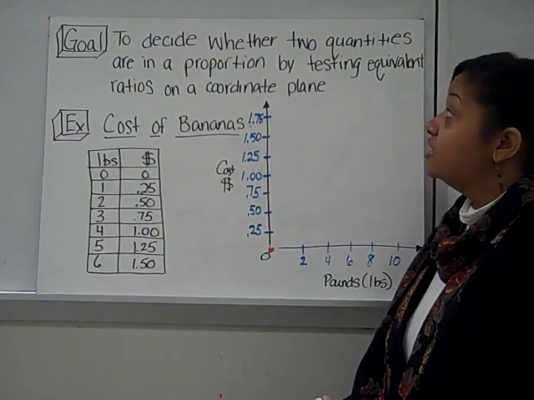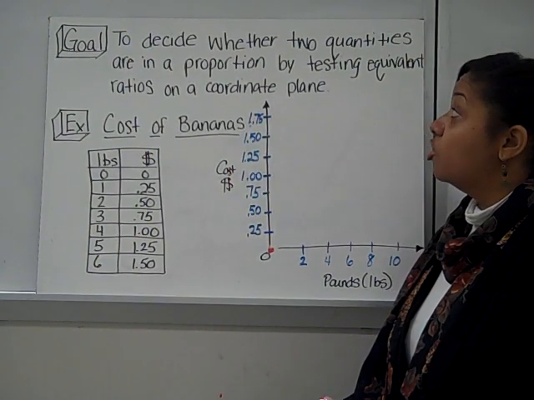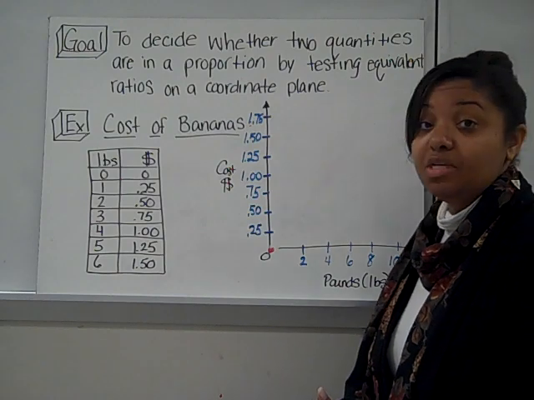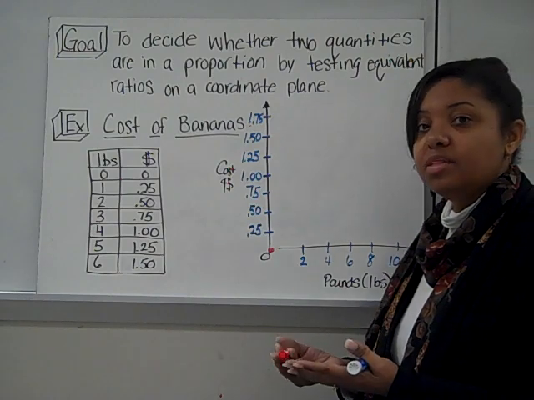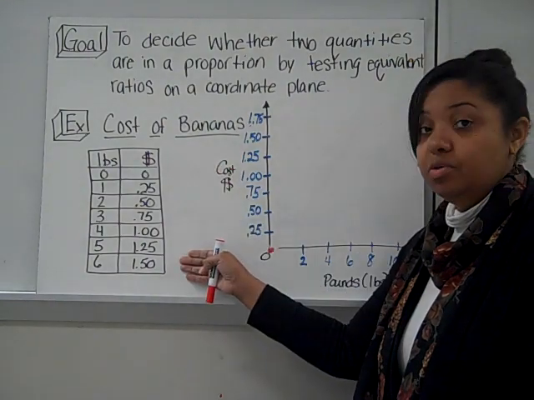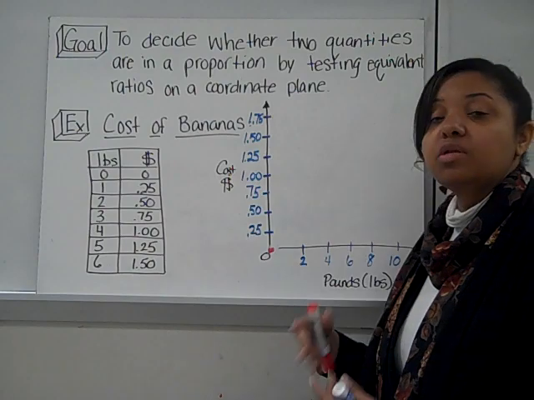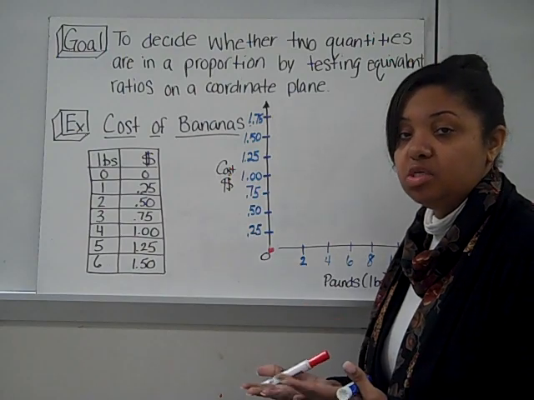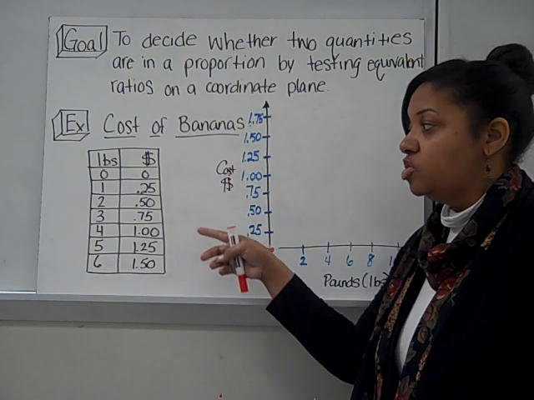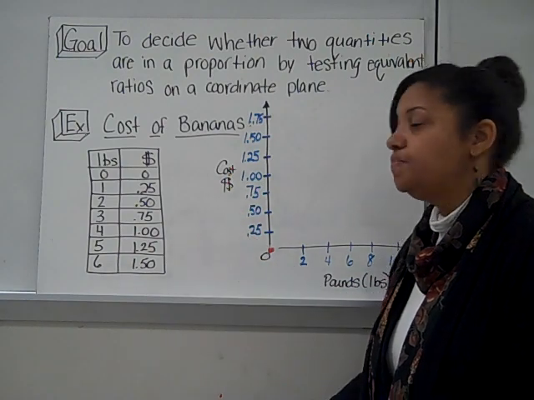Today's goal is to decide whether two quantities are in a proportion by testing equivalent ratios in a coordinate plane. So basically what that means is you're going to take the information from a table and put it in a graph, and we're going to find out if it is in proportion. If the information from the table, no matter what two sets of information we get, is in proportion.